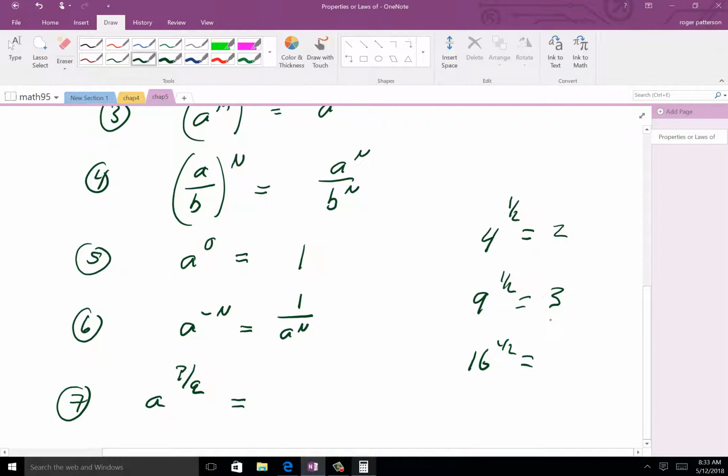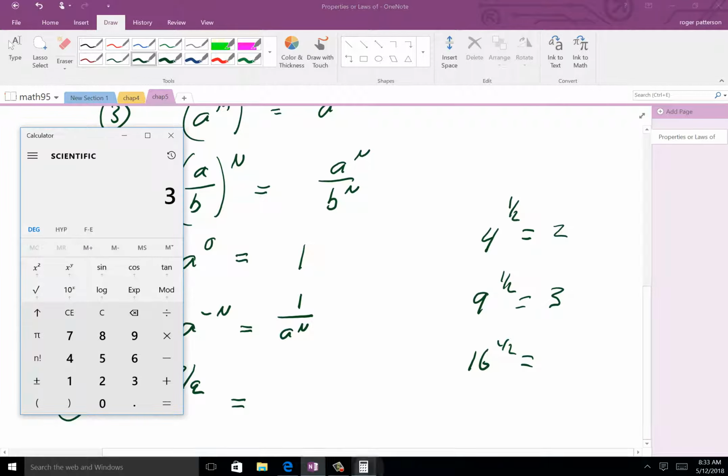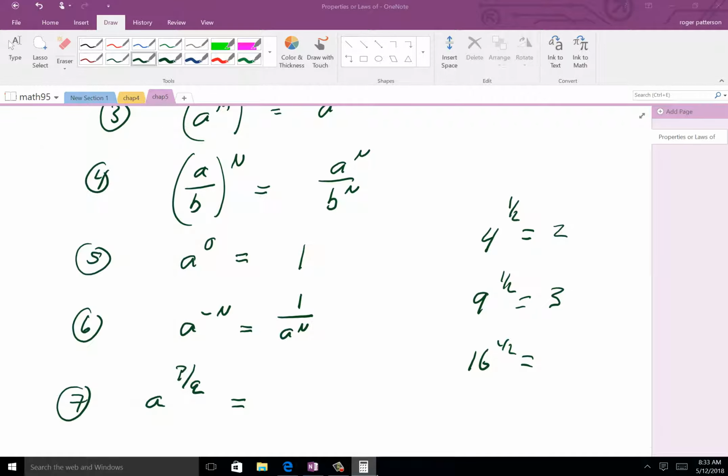All right. So does anybody right now have an idea what this 1/2 is doing in the number? It's square root. It's square rooting it. Okay. Let's check and see. 16 to the parentheses 1/2. So what should this be? 4. Ta-da! It's 4. Okay. So this bottom number down here, this 2, is square rooting it. All right.